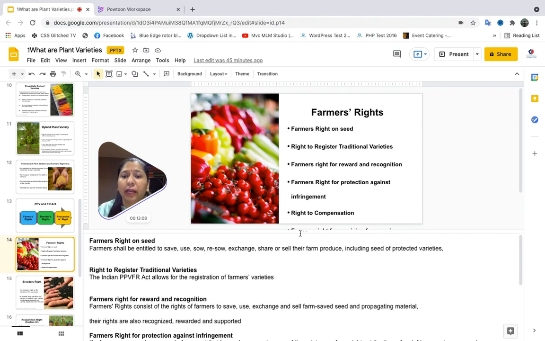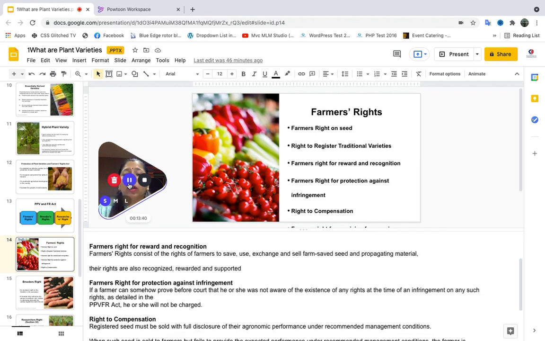They are free to sell it, save it, and use it. They are even free to exchange it for other items and to share it with other farmers. The second right is the right to register for traditional varieties. The Indian PPV and FR Act allows a farmer to go and register their variety on their own. The third right is the farmers' right for reward and recognition.